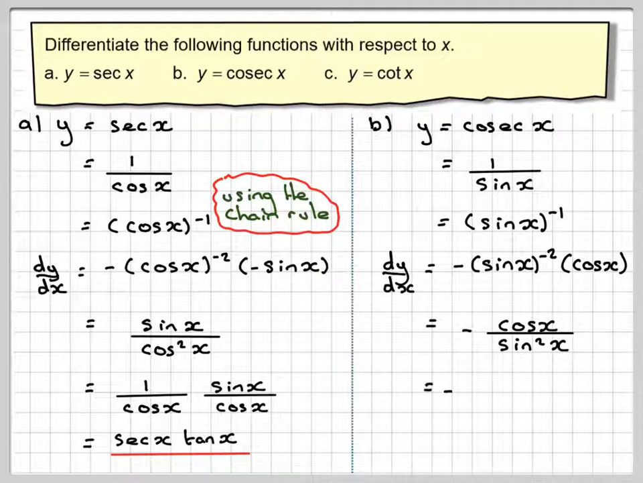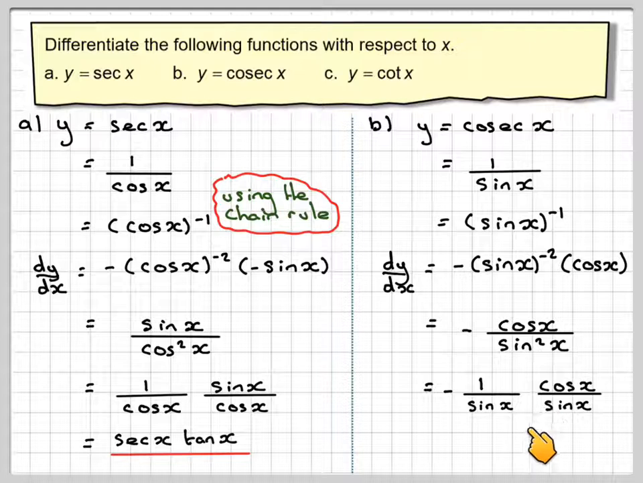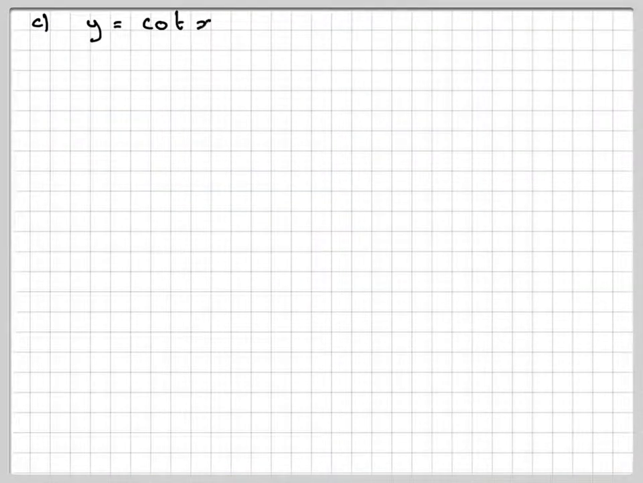Right, and then that can be split up into minus 1 over sine x times cos x over sine x. We've still got the same thing. 1 over sine x is cosec x, so we've got minus cosec x, and then cos x over sine x is cot x.